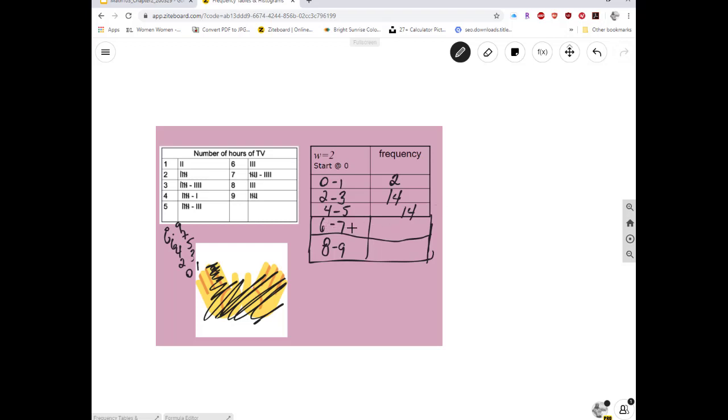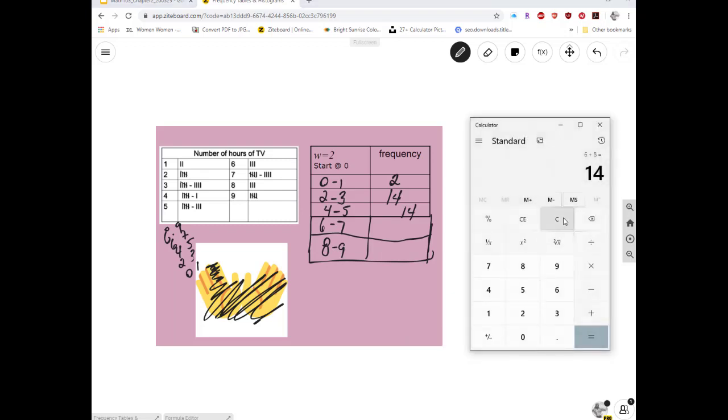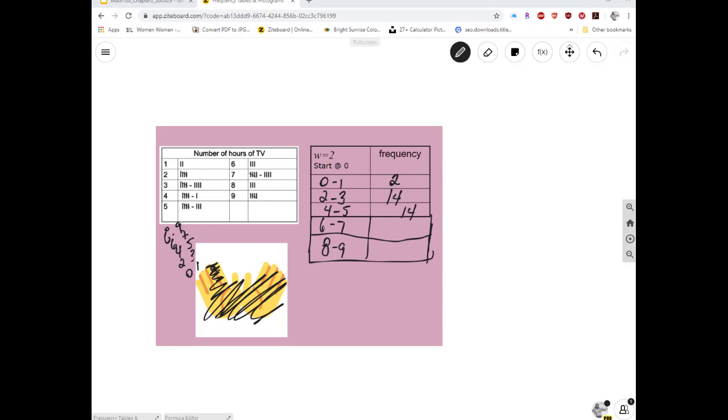For the bin of 6 to 7, there are 3 people that watch television 6 hours, and there are 9 people that watch television 7 hours. So together that is 12 people.